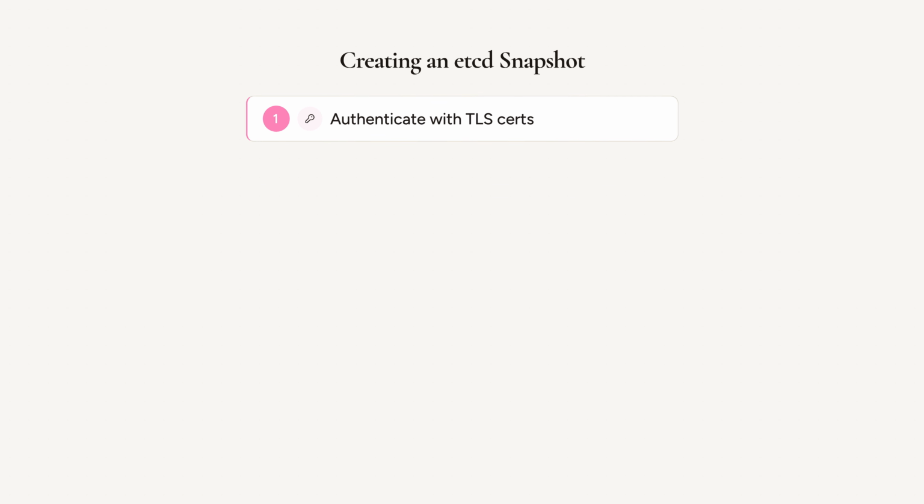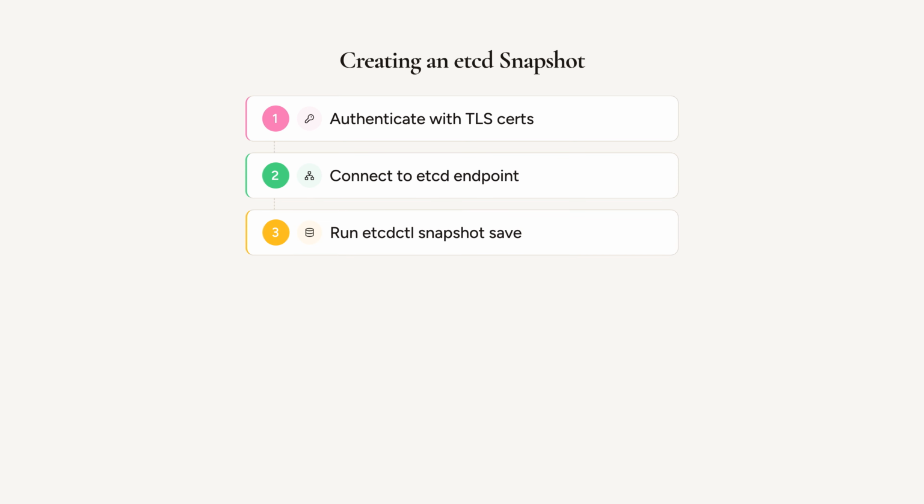An etcd snapshot captures the entire key value store at a point in time. The etcdctl tool creates the snapshot. You authenticate with the cluster's TLS certificates, point it at the etcd endpoint, and save to a file. That file is your lifeline.